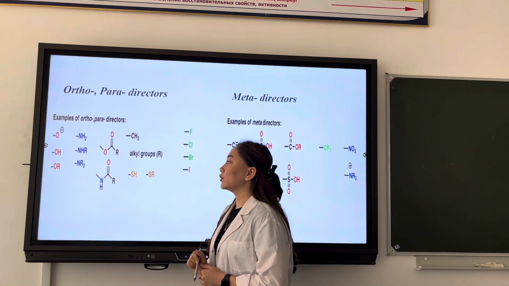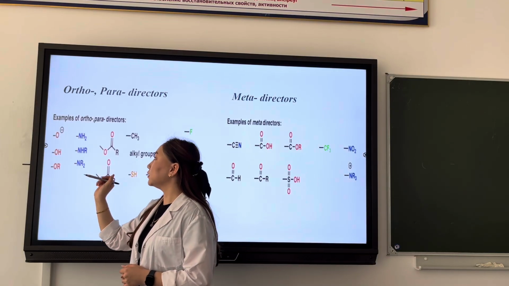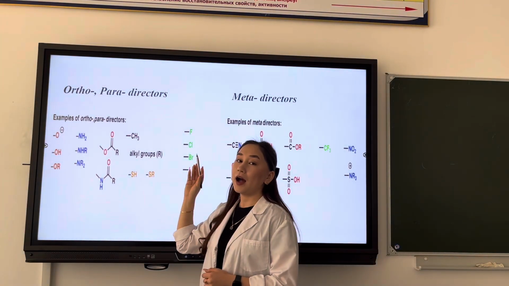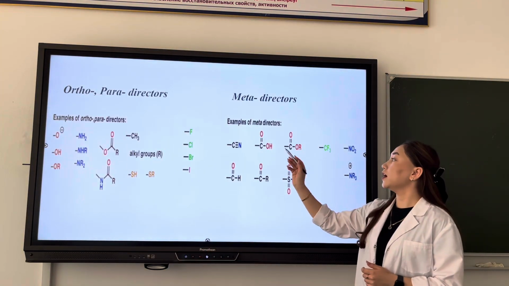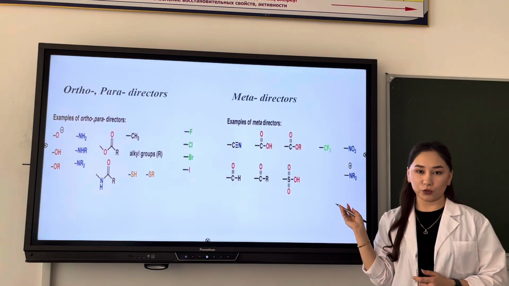Next, examples of ortho, para, and meta directors. Ortho-para directors are hydroxyl, alkoxyl, amino, alkyl, and halogen groups. The meta directors are cyano, carbonyl, and nitro groups.